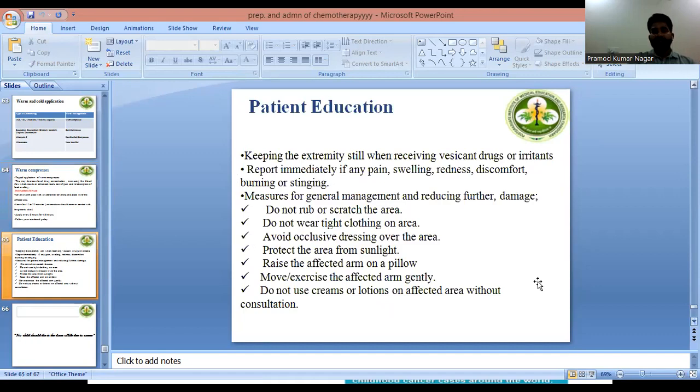In patient education, keep the extremity still while receiving the vesicant drug or eating. Report immediately if any pain, swelling, redness, or discomfort is observed. Measures for general management, reducing further damage: do not rub or stress the area. Do not wear tight clothing over the area. Avoid occlusive dressing over the area. Protect the area from direct sunlight. Rest the affected area on a pillow. Move or exercise the affected area gently. Do not use cream or lotion on the affected area without consultation.